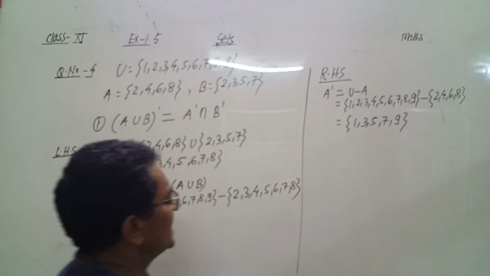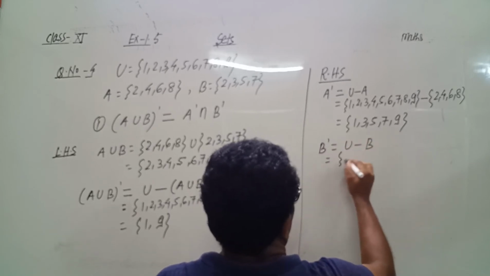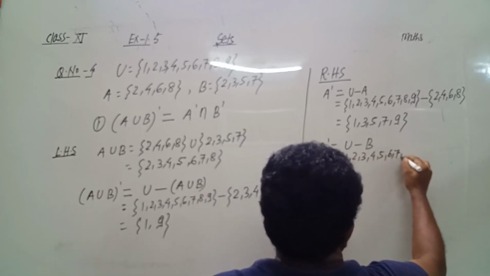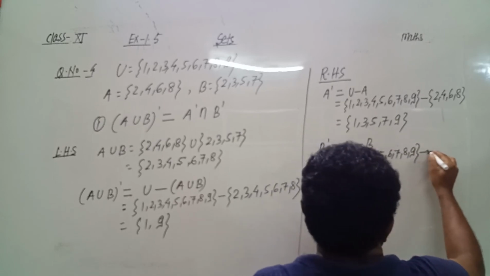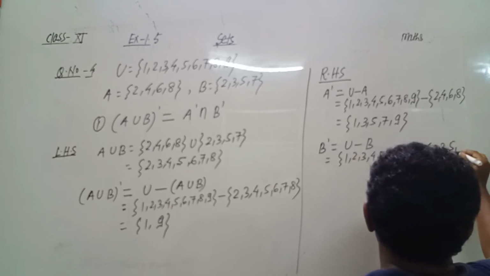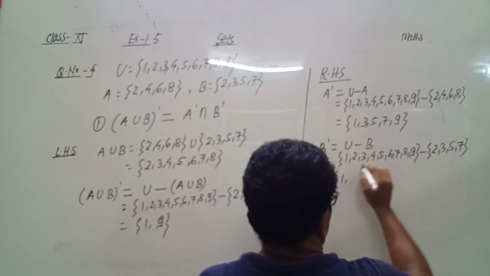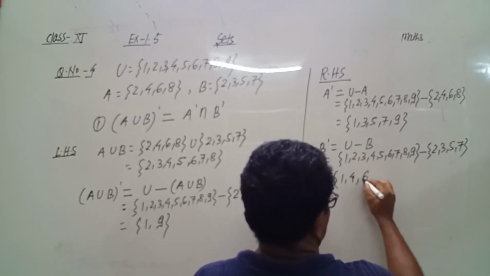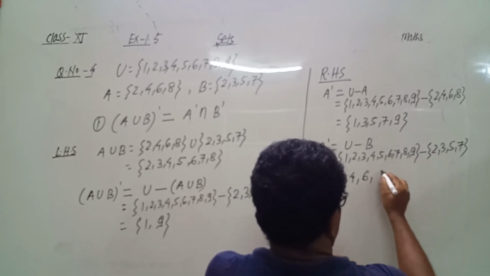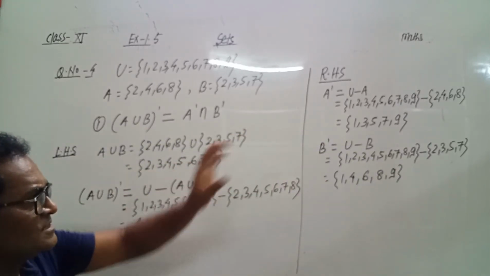Then we calculate B dash. B dash equals U minus B. The value of U is 1, 2, 3, 4, 5, 6, 7, 8, 9 minus B, which is 2, 3, 5 and 7. So it remains 1; 2 and 3 are not available, 4 is available, 5 is not available, 6 is available, 7 is not available, 8 and 9 are available. This is the value of B dash.